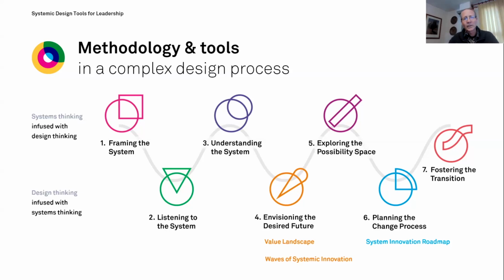And so this is kind of an extension of that tool and a translation of it, as you'll see, for ecosystems or industry impact, to clarify that as a type of landscape model. And the waves of systemic innovation is very much based on 3 horizons, and so 3 horizons lives in stage 4. And then in planning the change process, which is developing the organization and the team and theory of change, the system innovation roadmap also picks up on that.